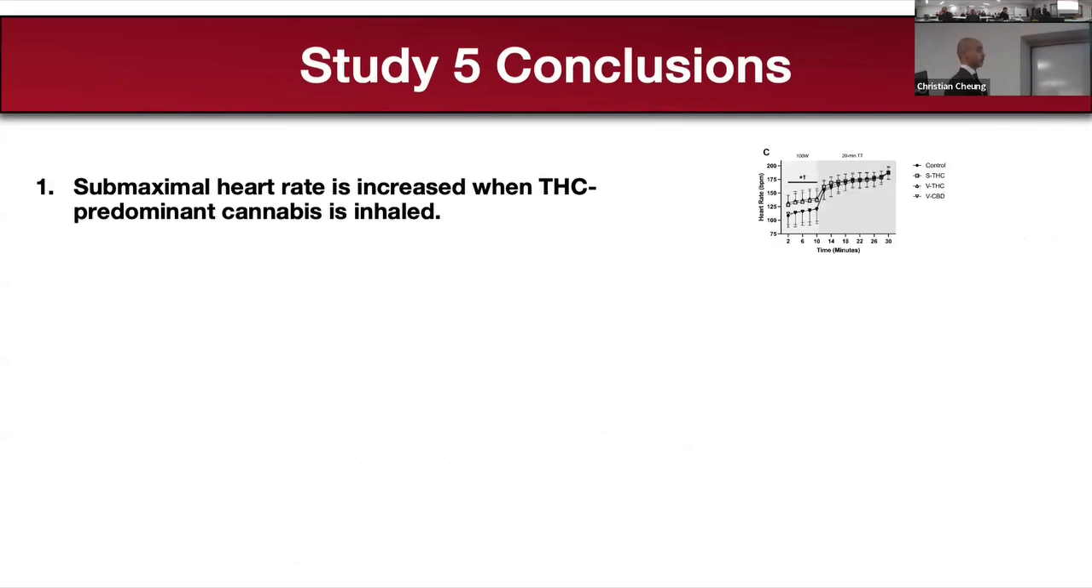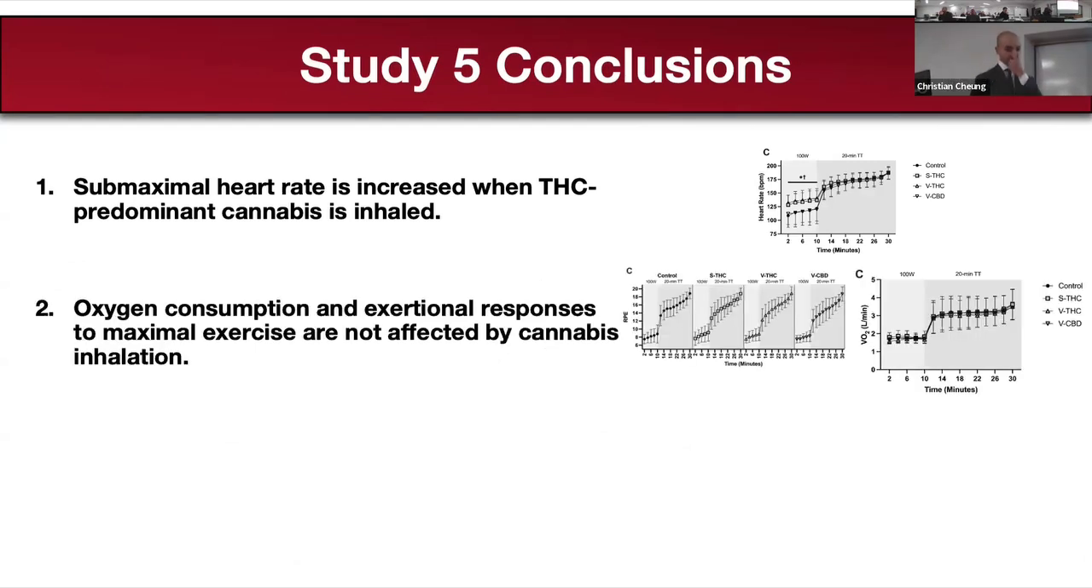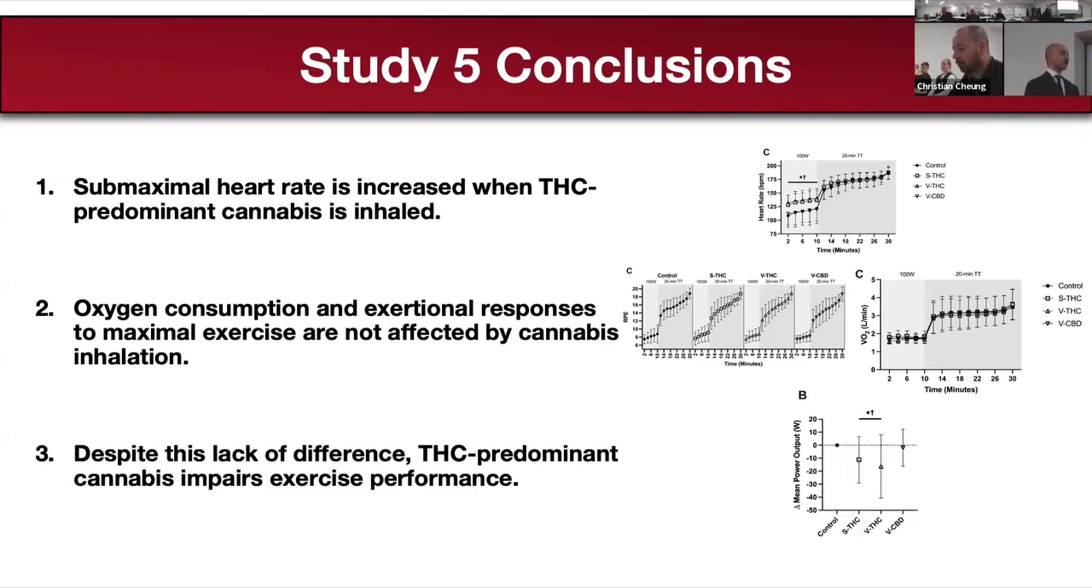So from this study, what we can conclude is that it appears submaximal heart rate is increased when THC-predominant cannabis is inhaled. And as well, oxygen consumption and exertional responses to max exercise appear unaffected by cannabis inhalation. However, despite this fact, THC-predominant cannabis still impairs exercise performance.